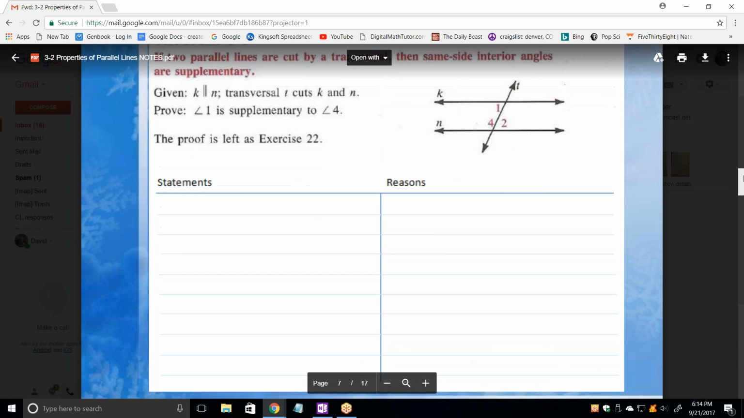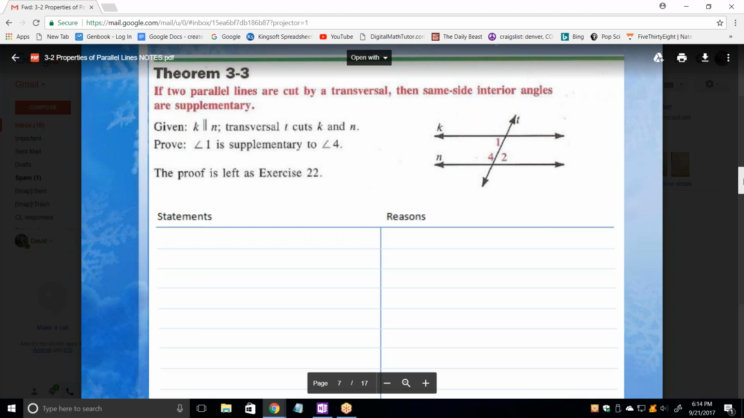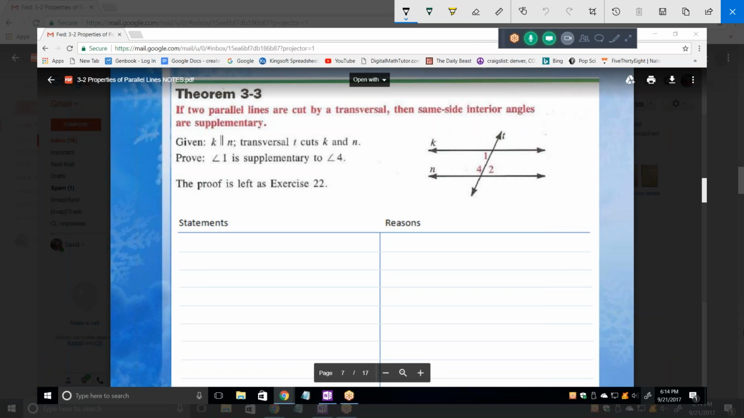Ooh, they're going to make us do all of it here. Okay. We're proving theorem 3.3 that says same side interior angles are supplementary. In other words, they're going to make us prove that 1 is supplementary to 4. Okay? And at this point, one of the theorems they've given to us is that alternate interior angles are congruent, correct?